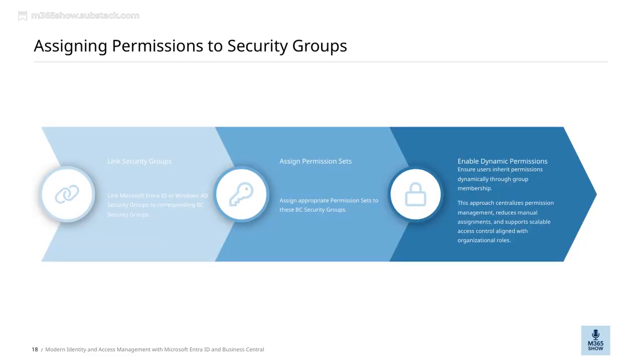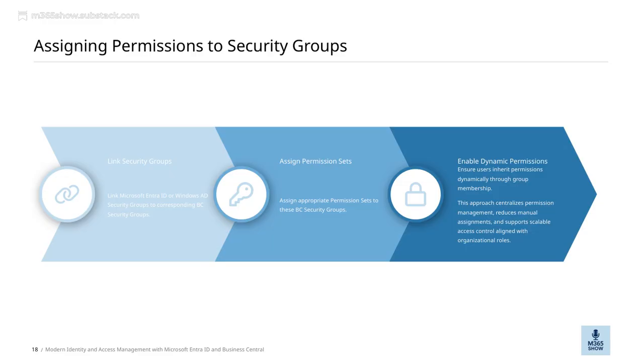Now, let's talk about assigning permissions to security groups. The key idea here is to ensure that users inherit the right permissions dynamically through their group memberships. This approach really helps us centralize permission management, making it easier to keep things consistent and up to date. It also reduces the need for manual permission assignments, which can be time-consuming and error-prone. By doing this, we support scalable access control that aligns perfectly with organizational roles. So, instead of managing permissions for each individual, we assign permissions at the group level, and users automatically get the right access based on their group membership.